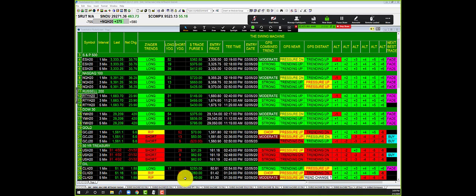That's how you want to blend what you know about probabilities and odds, and also good, sound, fundamental risk management, and how you want to use the swing machine. I can't tell you how many times during the week these 5 minutes are up $1,000.